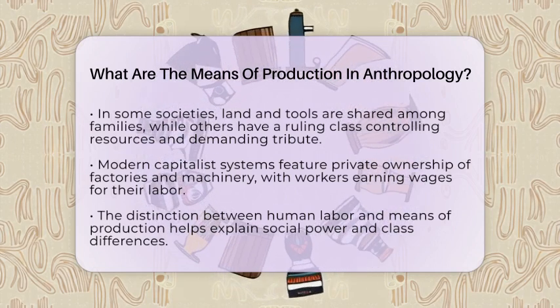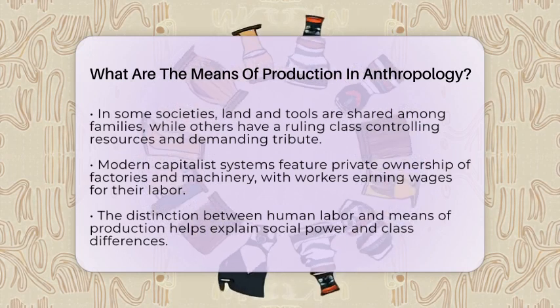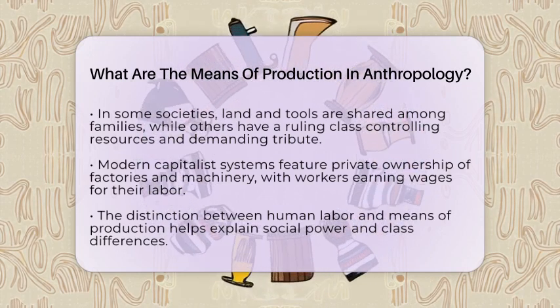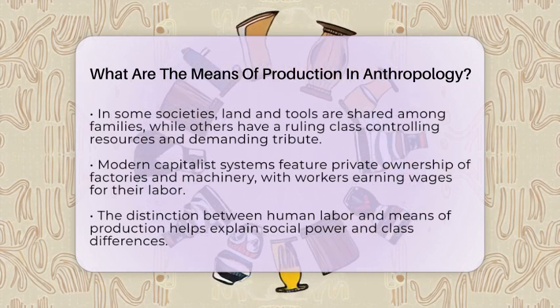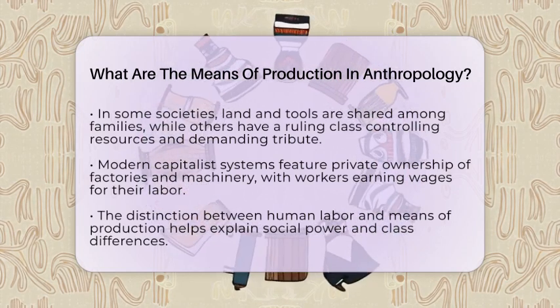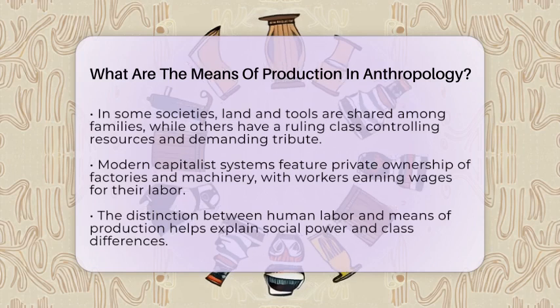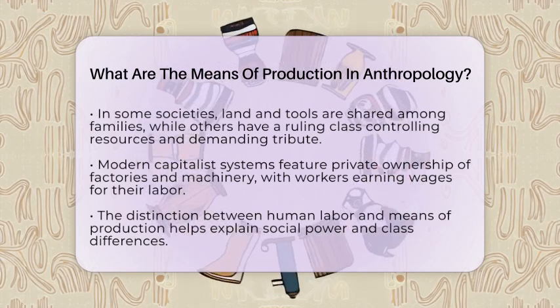For example, in a feudal system, landowners control the land and tools, and peasants work the land to produce food. In industrial societies, machines and factories are owned by business owners, and workers operate these machines for wages.